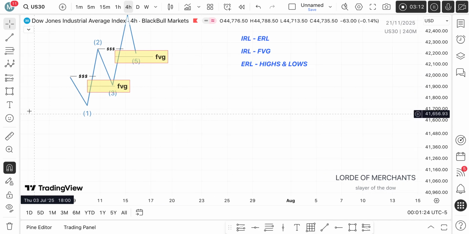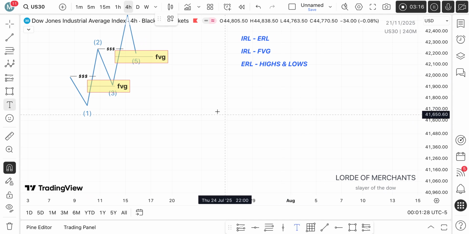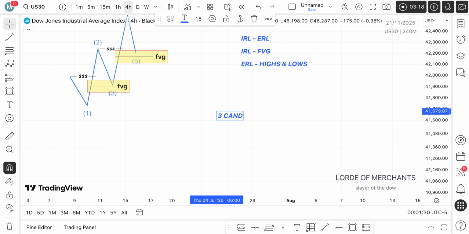So what is the anatomy of a fair value gap? For a fair value gap to form, you need 3 candles of whichever momentum. They could be 3 candles of red or whichever, down close candles or up close candles.